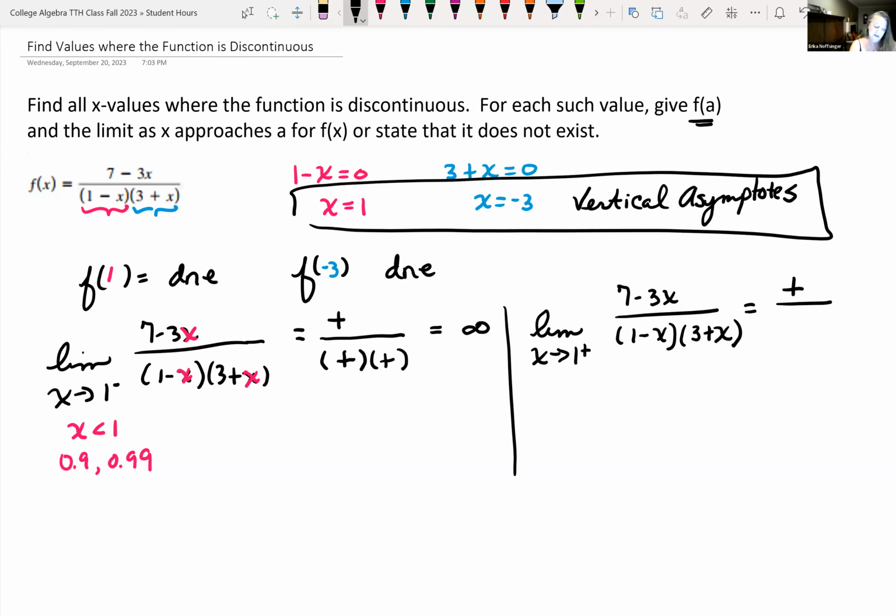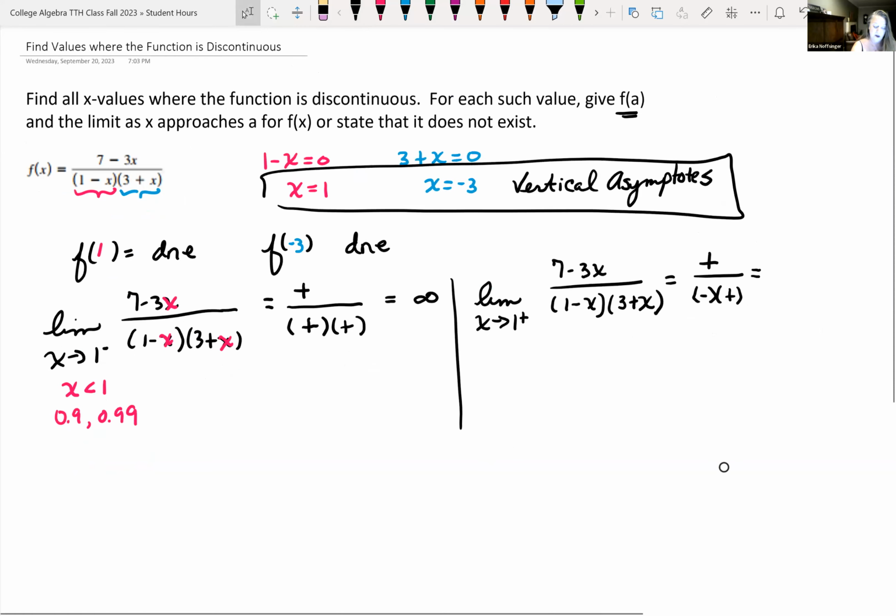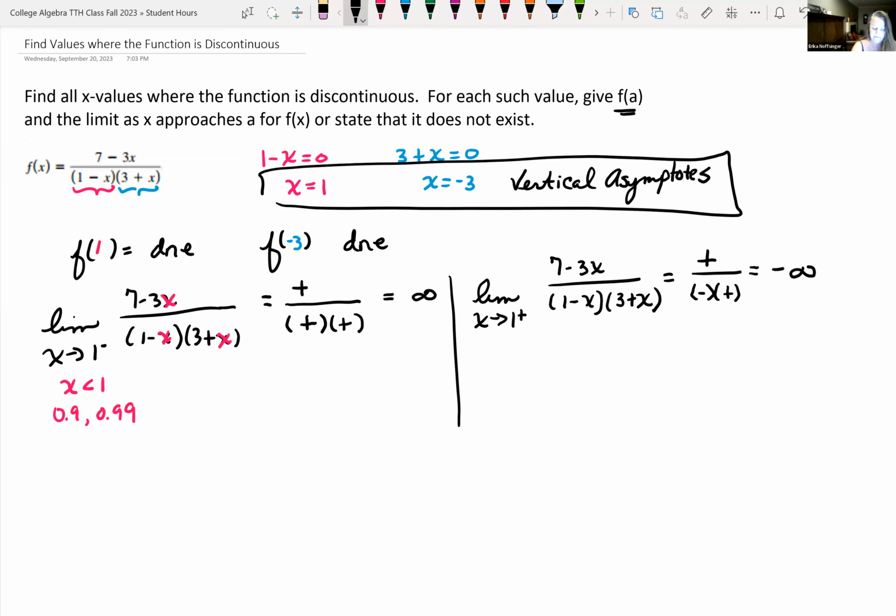All over, well, if I plug in a number like 1.1 and I look at 1 minus 1.1, that result is negative, times 1 plus, like 1.1 is positive. So I see as x is approaching 1 on the right-hand side that this function is going off to negative infinity.